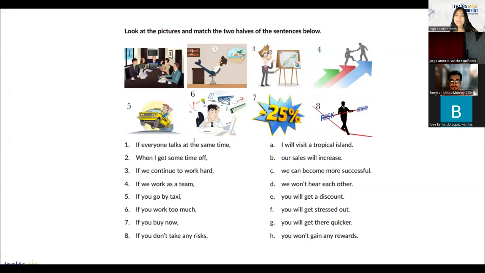If everyone talks at the same time, what will happen? We won't hear each other. Excellent. When I get some time off, I will visit a tropical island. Okay, very good. Pronunciation, island. La S no suena. Island, okay? Yes. Now, what about number three?